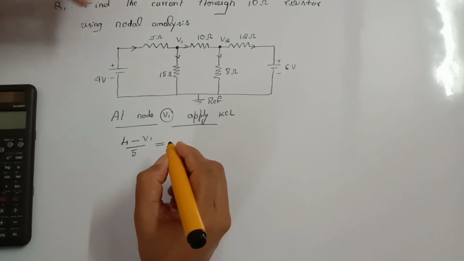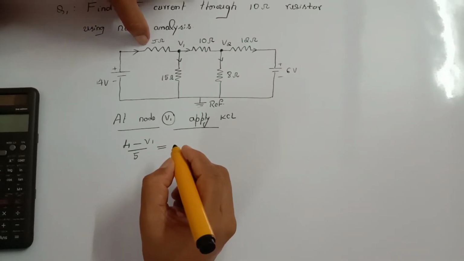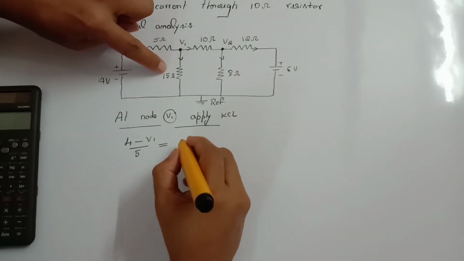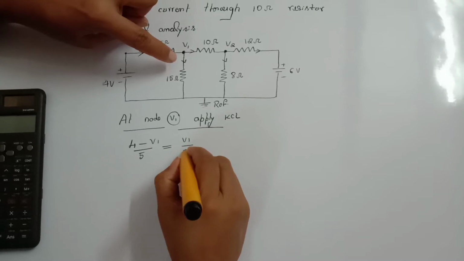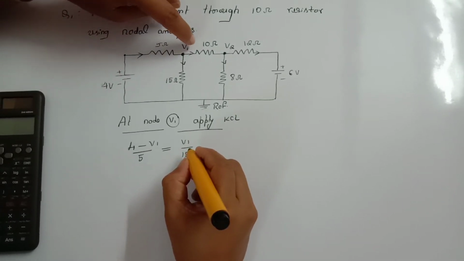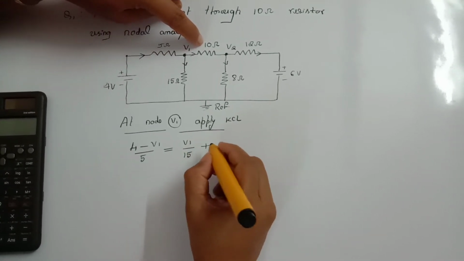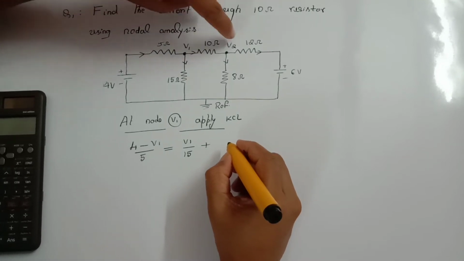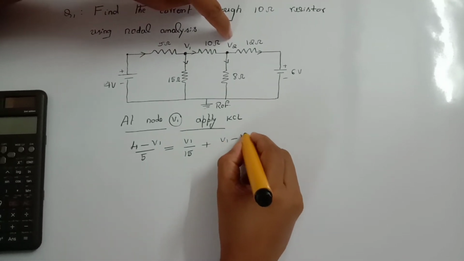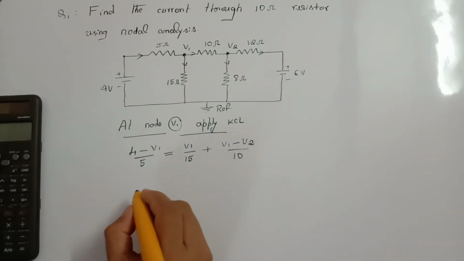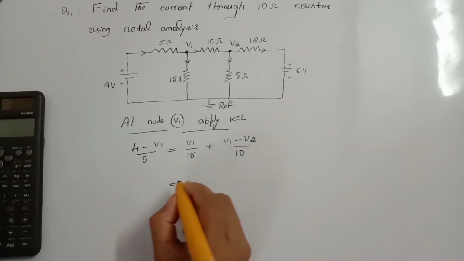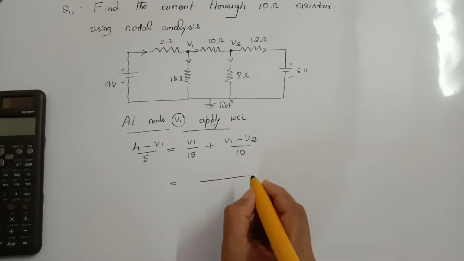So this is nothing but the current through 5 ohm. Now we will write the current through 15 ohm, which is equal to V1 divided by 15. Then the current through 10 ohm is equal to, again the potential difference, (V1 minus V2) divided by 10. Now we'll simplify this. We will take the common denominator here.